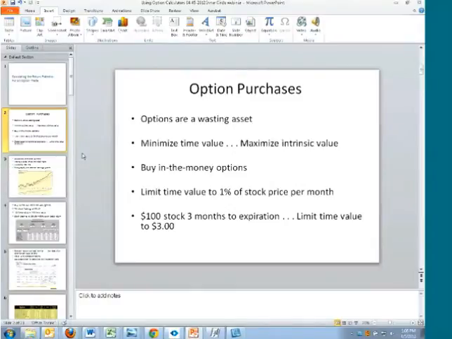And let's assume you were buying an option with 3 months to expiration. Then you'd want to limit the time value to 1% a month, or $3 total. So if you're buying a $100 stock and there's 3 months to option expiration, you want to try to limit the time value portion of the option to $3. And I found that's a good way to keep the time value to a minimum and to maximize the intrinsic value so that you don't have a lot of time decay while you own that option.